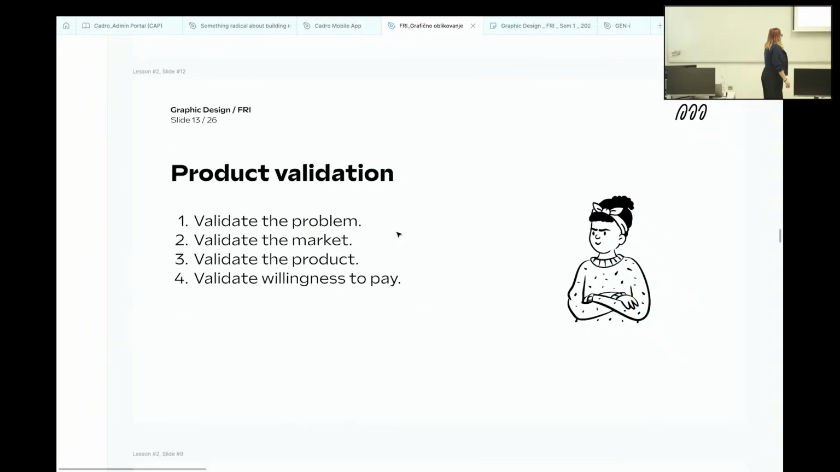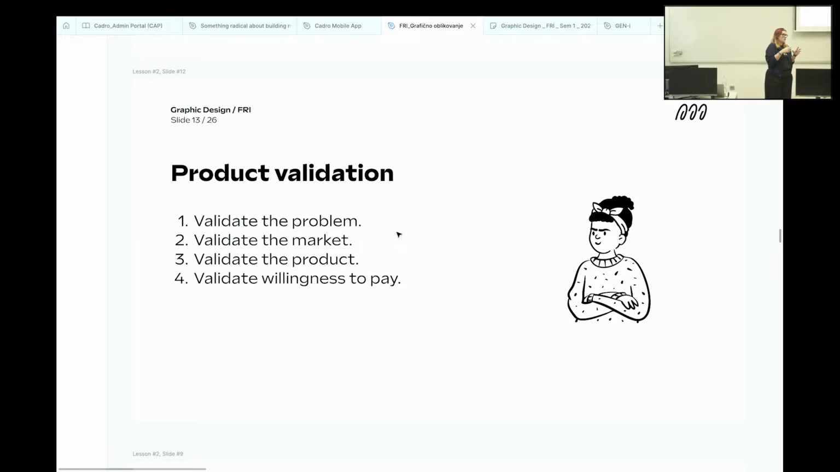So, product validation. So here we'll be talking about apps, aka digital products. Before we launch something, we need to validate 4 things. And validate, I mean not prove that we are right, but validate, check if we are right. So first, we need to validate the problem. Means that it actually exists. We know there's a user base that doesn't have this problem solved.